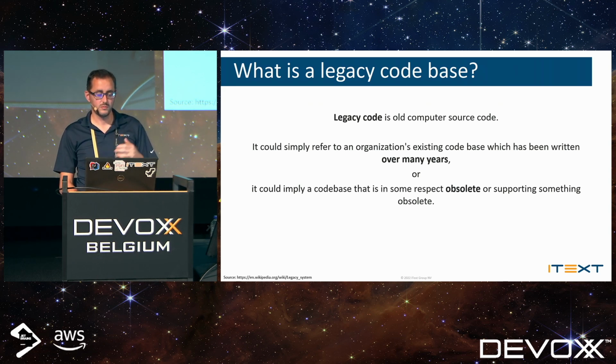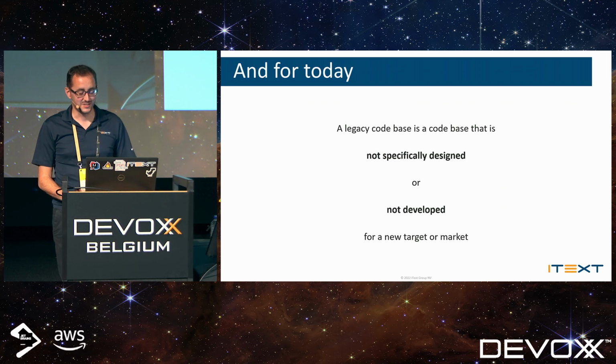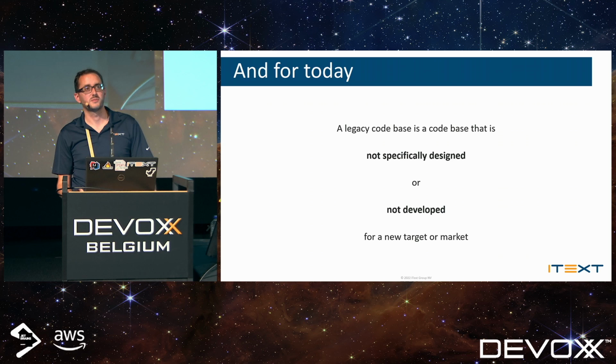But for today, I want to slightly modify that definition, and I want to go with this definition, or at least some version of it. It's a code base that is being repurposed, refurbished. It's not specifically designed nor developed for a new target or a new market. In our case, we designed iText initially for Java 5. I know that hurts to hear, but that's just how it was designed initially, and then we moved it up. But it wasn't designed for Android, and there are many differences between Java and what Java was initially for Android. So that's what we will use for the definition today.